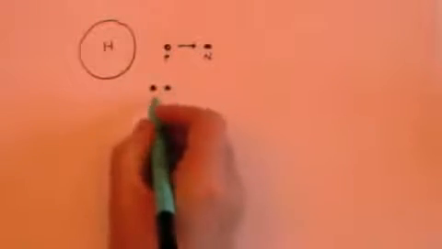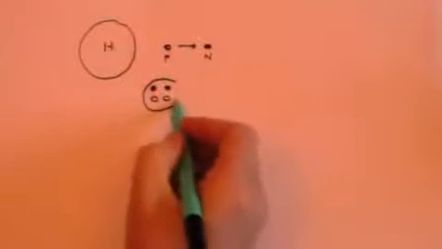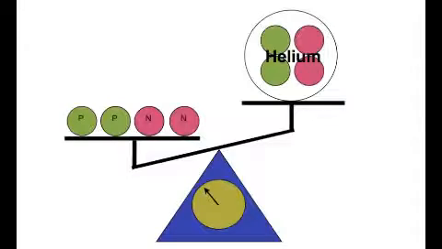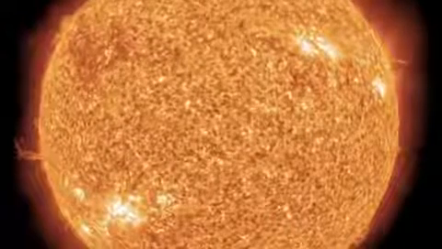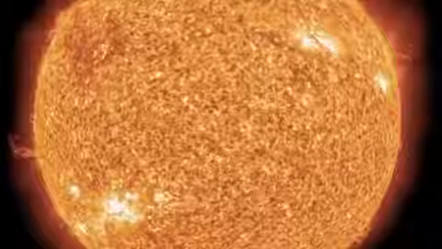A helium nucleus has 2 protons and 2 neutrons. But the mass of a helium nucleus is slightly less than the total mass of the 4 particles which make it up. That mass difference is converted into energy according to the formula E equals mc squared, where m is the mass difference, c is the speed of light, and E the energy, which is produced mainly in the form of light and heat. That process is going on all the time and is the source of heat and light from the sun, and indeed the reason we can have life on Earth.